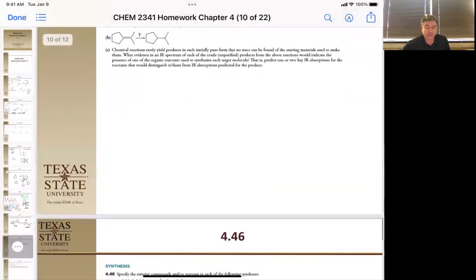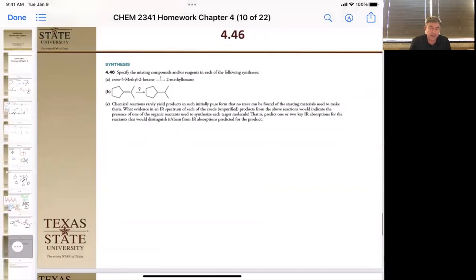All right, so I have it in 3 parts. The first part here is specify the missing compounds and or reagents required for the synthesis. We're going to go for trans 5-methyl 2-hexene to 2-methyl hexane. So the reagent we're going to do is we're going to reduce down that. So let's just draw that compound real quick. So we're going to have 2-hexene. Let's draw our hexene. 1, 2, 3, 4, 5.